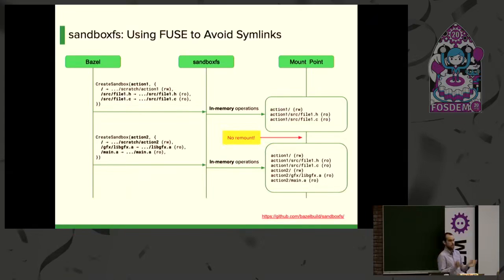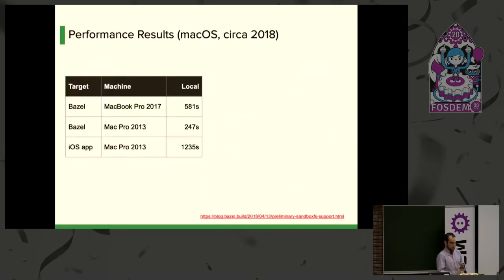We just sent another RPC to this daemon that's running, and it just added more files into the sandbox with different permissions, different paths, whatever, and we didn't have to remount it. So the performance there can be better. It's not yet, but we'll see into that now. So how does this behave?